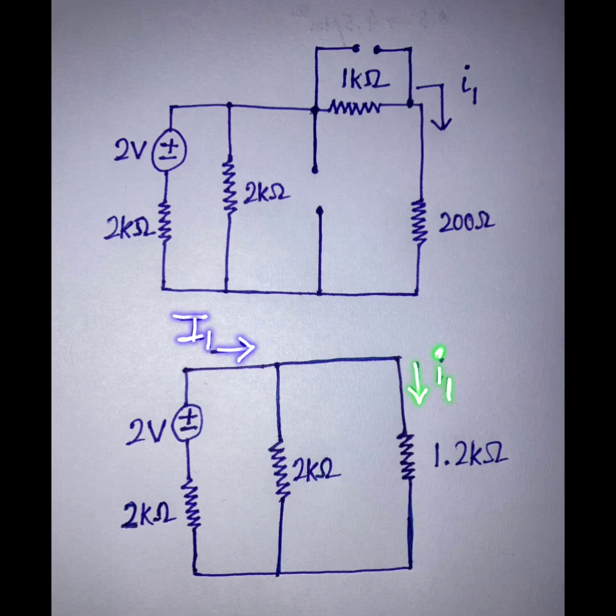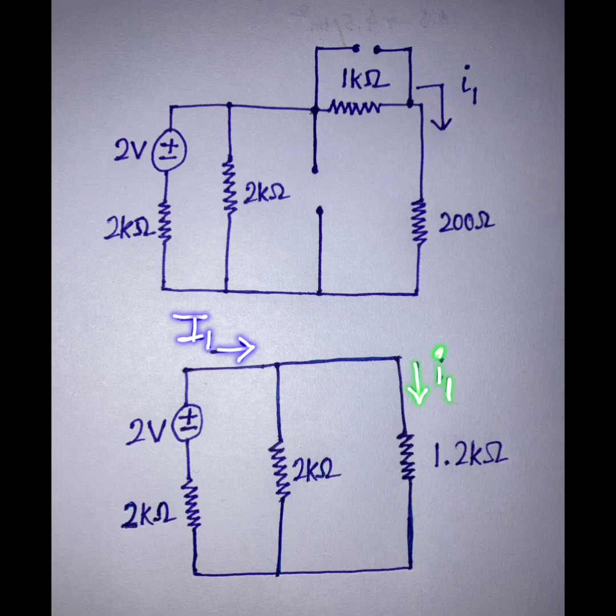Current capital I1 is flowing from the 2 volt source, and the current small i1 is flowing through the 1.2 kilo ohm resistor. I'm saying 1.2 kilo ohm because 1K and 200 ohm are in series. So if small i1 is flowing through the 1.2 kilo ohm, then the rest of the current, capital I1 minus small i1, is flowing through the 2 kilo ohm resistor. To find out only small i1, we have to do a lot of calculations.